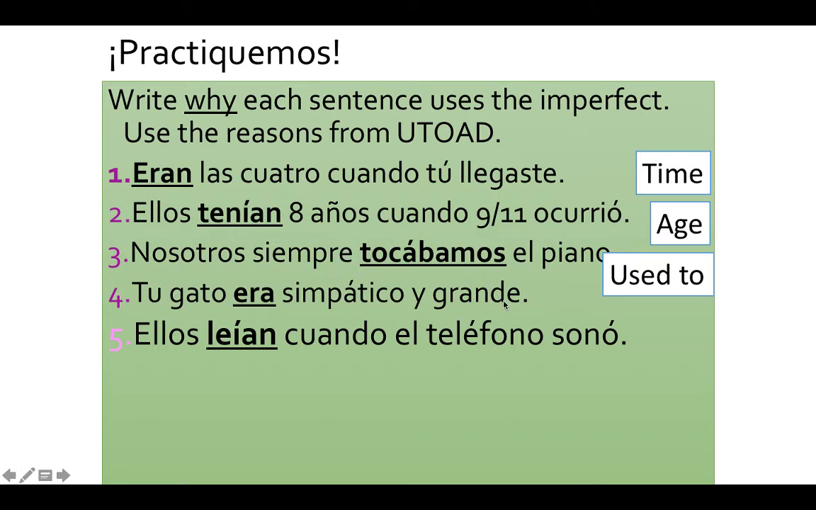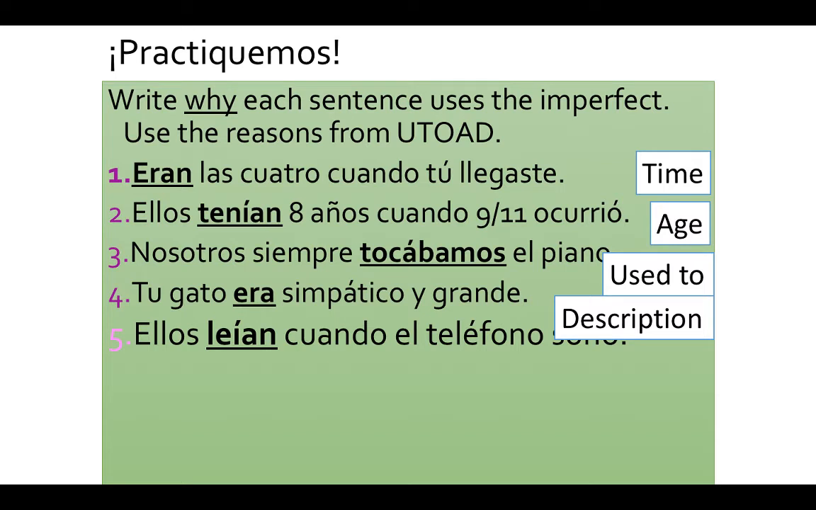Number 4, tu gato era simpático y grande. Your cat was nice and big. Okay, that's a description. He was big and he was nice. Well, how long was he nice? We don't know. How long was he big? We don't know. He could have lost weight. It's unclear.